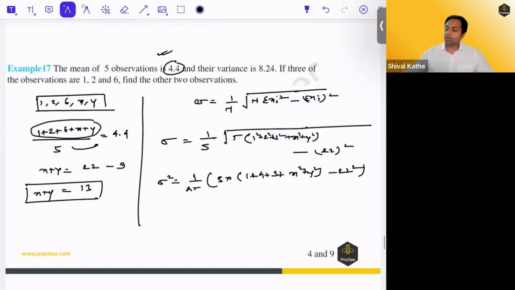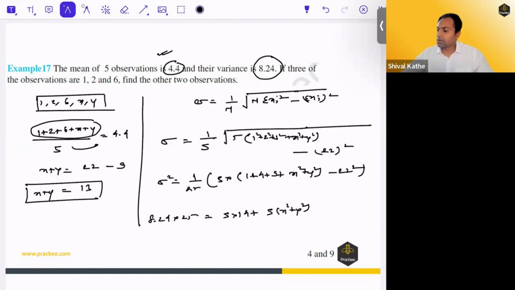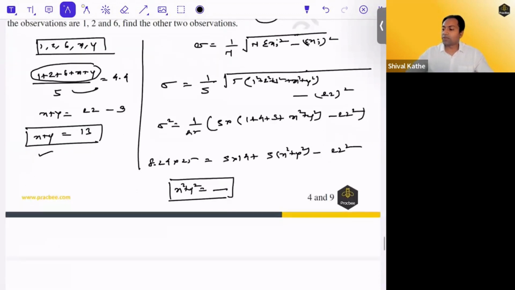You simplify this and you will get an equation in x square and y square. Sigma square is given as 8.24. So 8.24 into 25 is equal to 5 into 41, plus 5 into (x square plus y square), minus 22 square. Simplify this to get the value of x square plus y square. And once you have x plus y and x square plus y square, you can solve these equations to find the values of x and y.